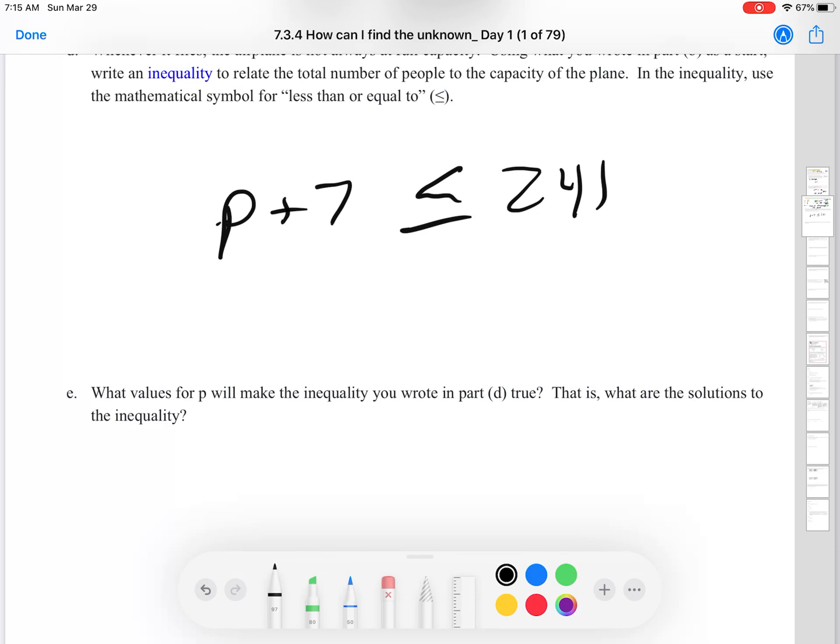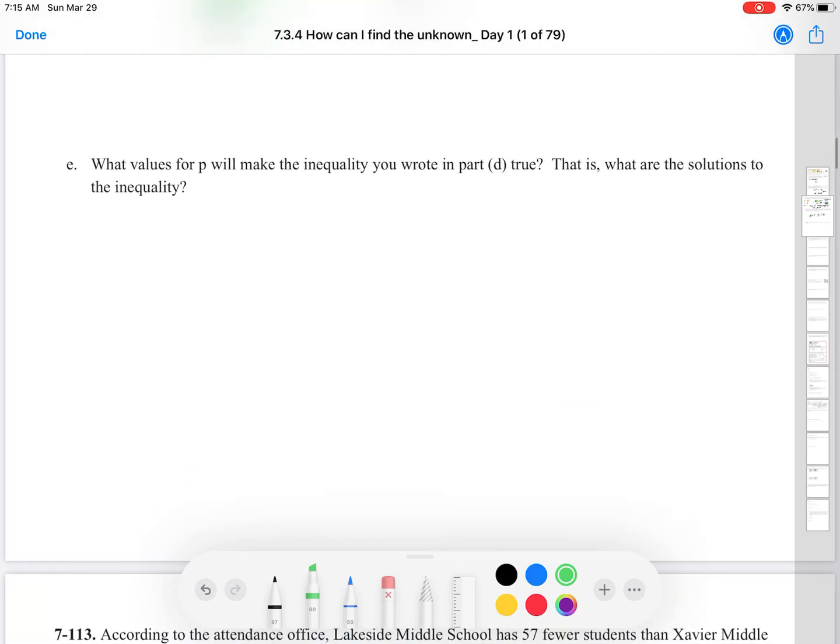We could have 0 passengers on there, right? We could have 0 passengers, but we still have 7 crew members on there. And that's definitely under the 241 total people that it can hold. Now, that would be a pretty ridiculous flight, but it would work. And that goes into E.